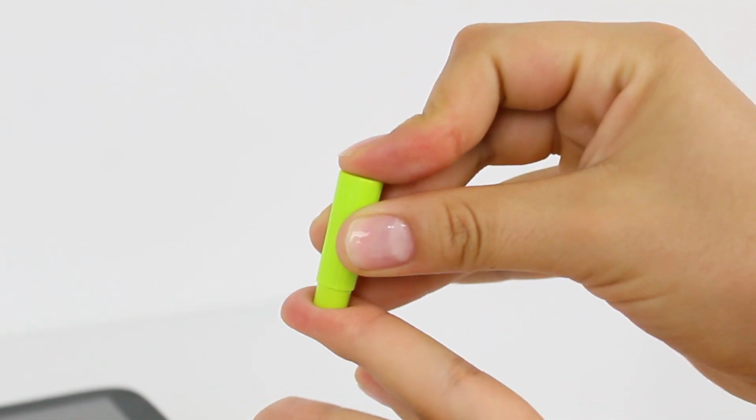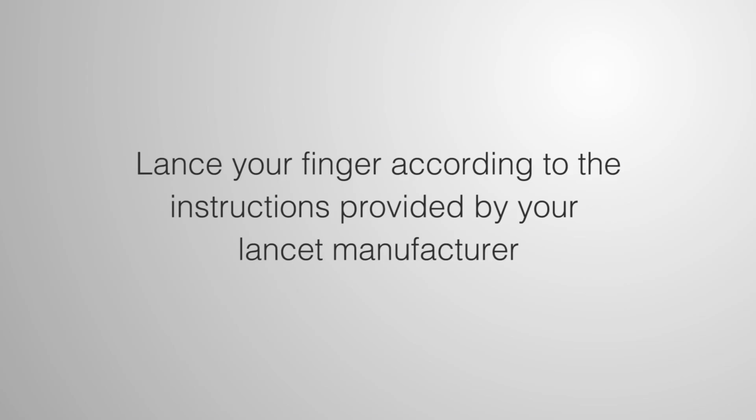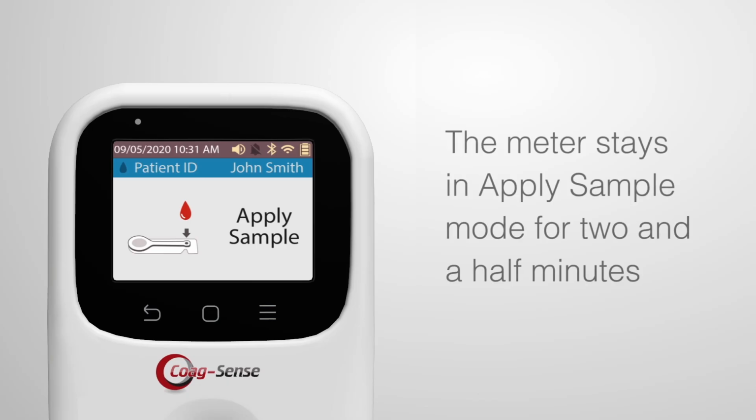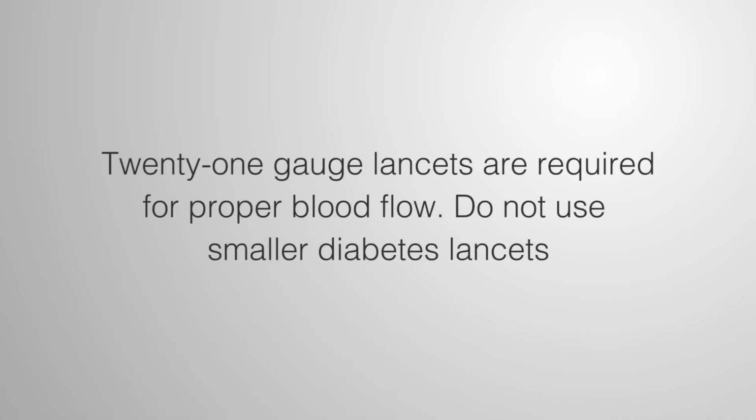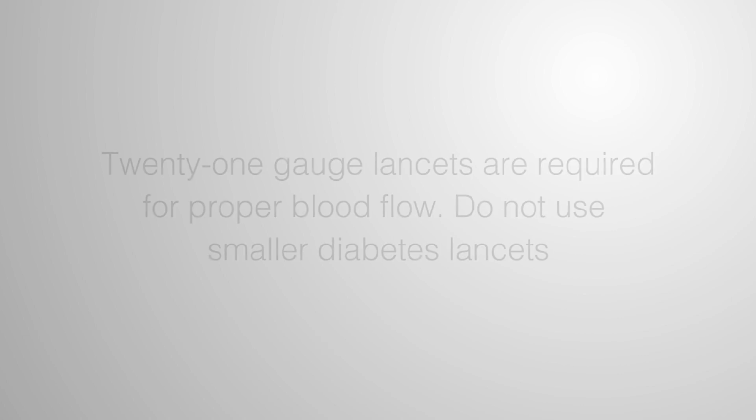Press down hard on the finger with your lancet and lance your finger according to the instructions provided by your lancet manufacturer. Note the meter stays in apply sample mode for 2.5 minutes. 21-gauge lancets are required for proper blood flow. Do not use smaller diabetes lancets.